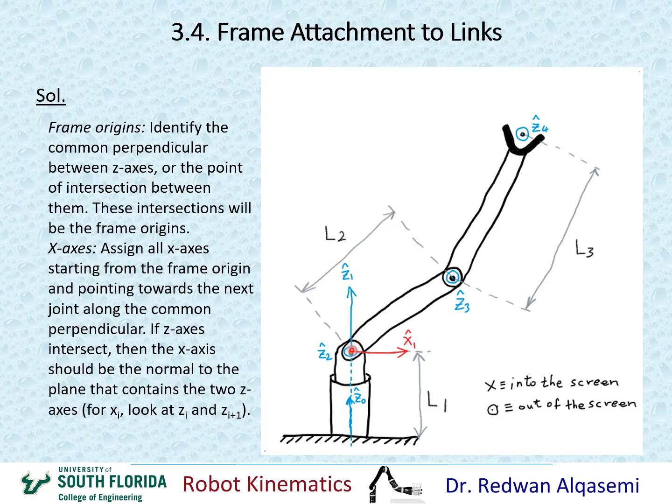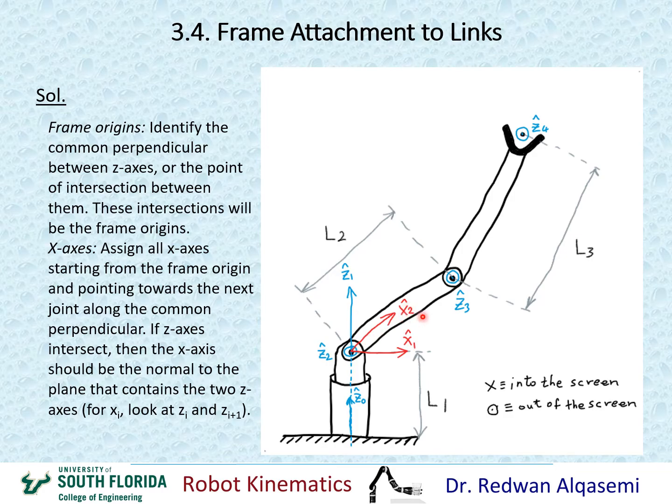Okay, so that means the origin of frame 2 will be right at this point, which is the intersection between z2 and the common perpendicular between z2 and z3. Okay, that would be this point. And then the arrowhead should be pointing from the origin of frame 2 towards z3. Okay, so it has to be going this way. I cannot do it the opposite way, because that would not be pointing towards z3. Okay, so that would be my x2 right here.